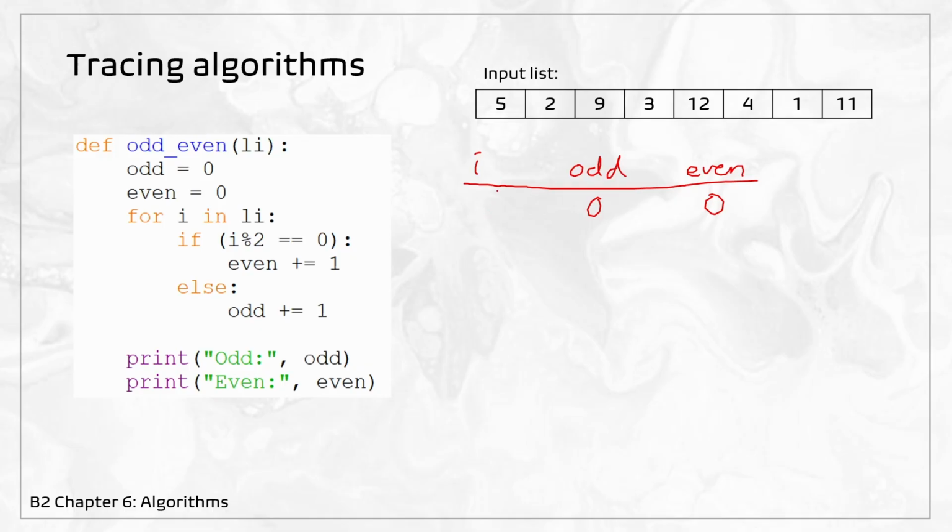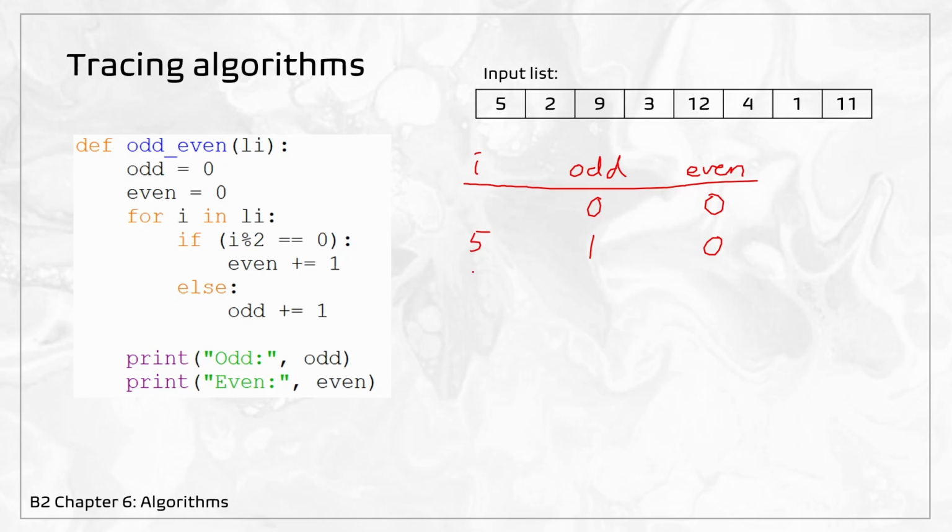First, i takes the value 5, because 5 is the first value of this input list, so we can just write 5 over here. Now, inside of this for loop, it states that if i modulus 2 is equal to 0, then increment even by 1. So in this case, if 5 modulus 2 is equal to 0, then increment even by 1. But 5 modulus 2 isn't equal to 0, it's equal to 1. So it goes into this else block over here. Now this else block says to increment odd by 1. So when i takes the value 5, it increments odd by 1, and even stays at 0. And that's the second row done.